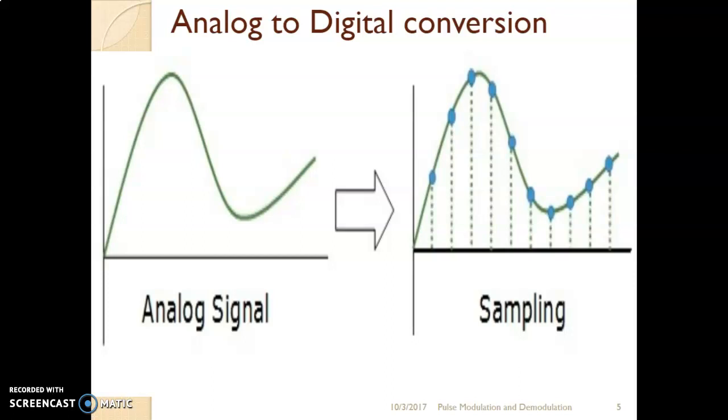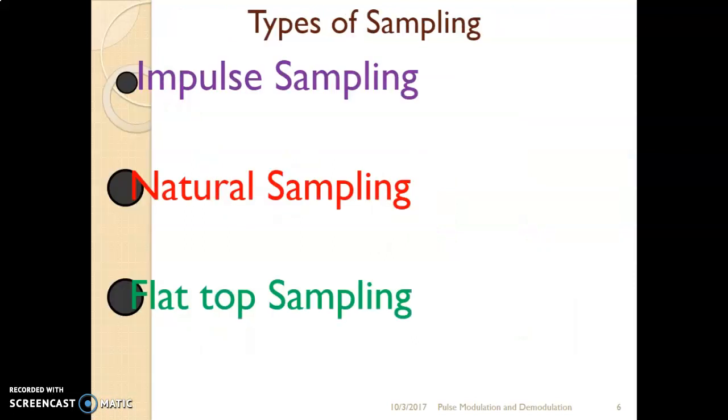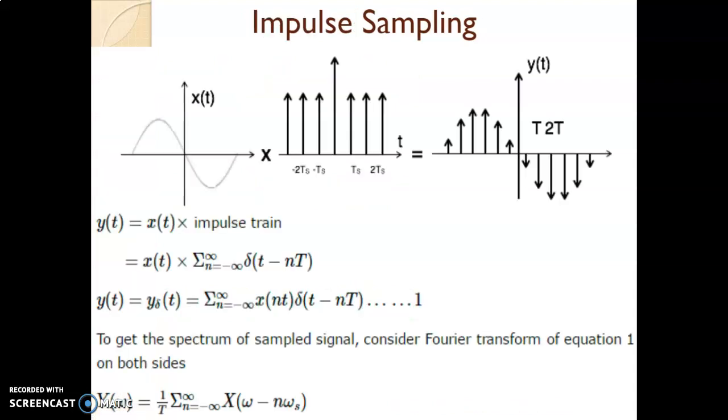This particular diagram is not exactly an analog to digital converter, but it shows you the first step of converting an analog signal to digital. In my upcoming videos, I am going to explain in detail how the analog signal is converted to digital, but sampling is the very first stage. So we are going to highlight three different types of sampling. One is called impulse sampling, second is called natural sampling, and third is called flat top sampling.